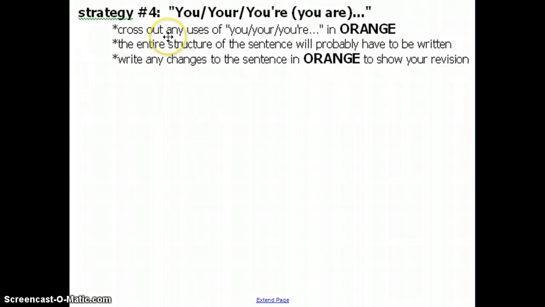Strategy number 5, we talked about you're writing in first person point of view, so you should not be using words like you or your. The only exception to this might be if you are writing dialogue and you're speaking directly to somebody. But for the most part, you should not be using you or your. So if you did see that, take orange and cross out anywhere that you have you or your and work on rephrasing those sentences so that they have a little bit more description to them.